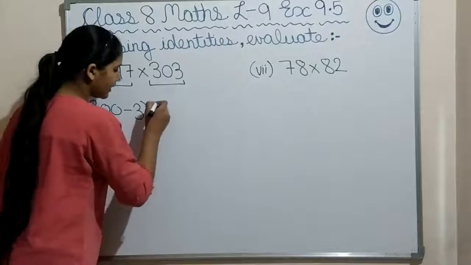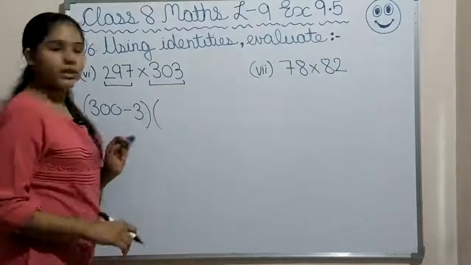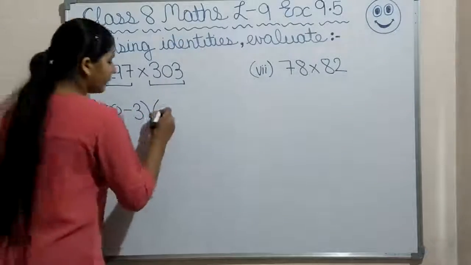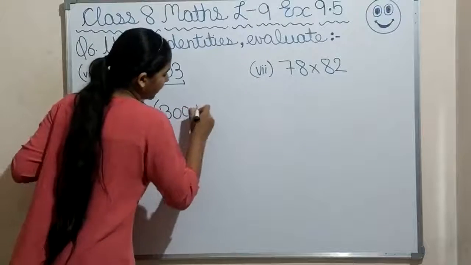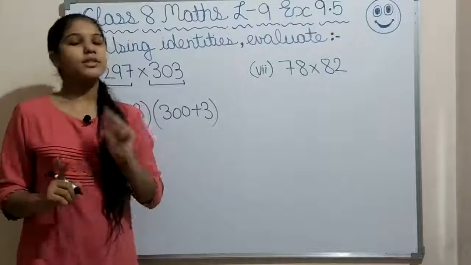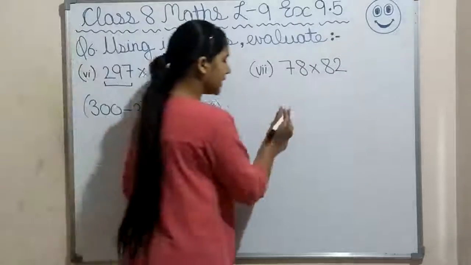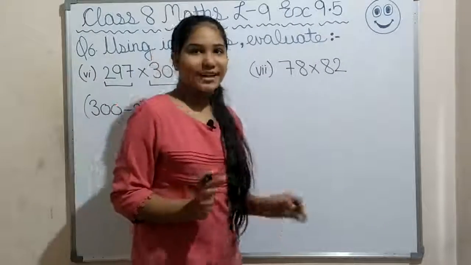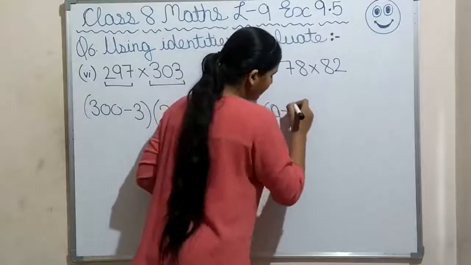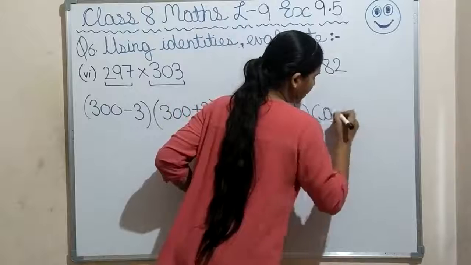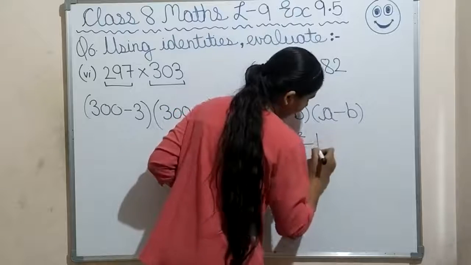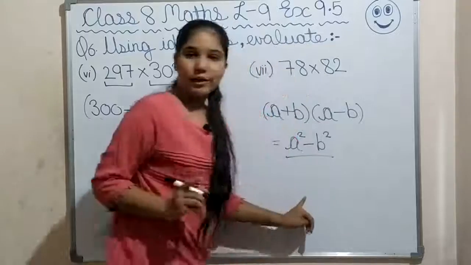Then 303 we can write as 300 plus 3. Now which property are we going to use? The third property. I am writing the property here. The third property is (a plus b) into (a minus b) is equal to a square minus b square. This property we are going to use.